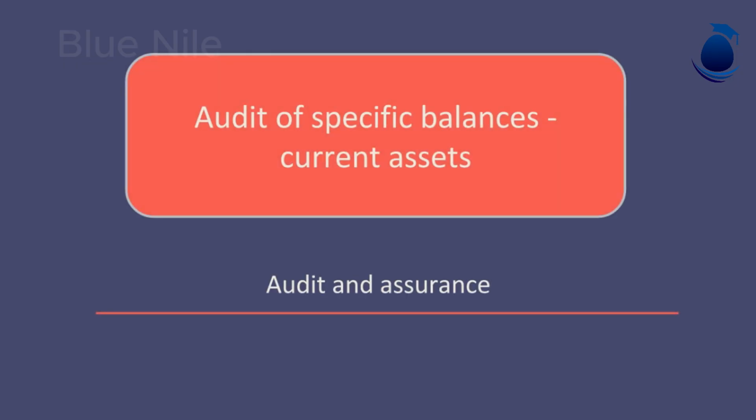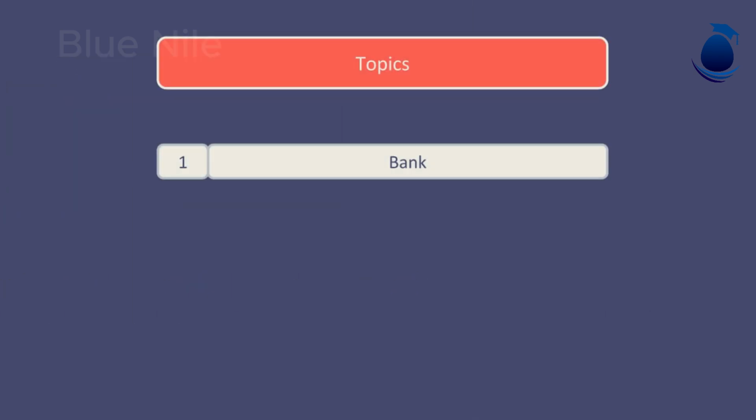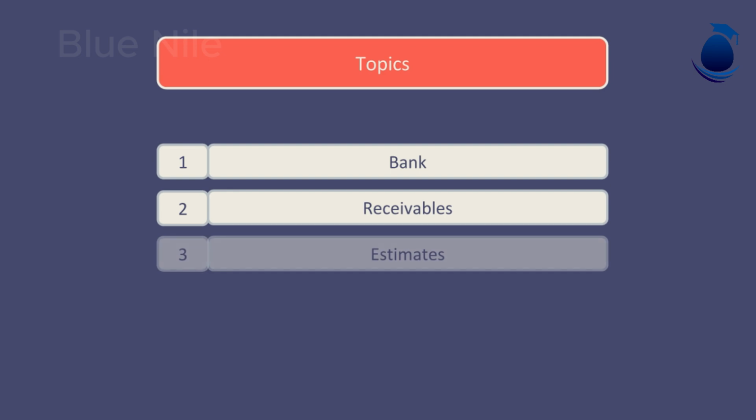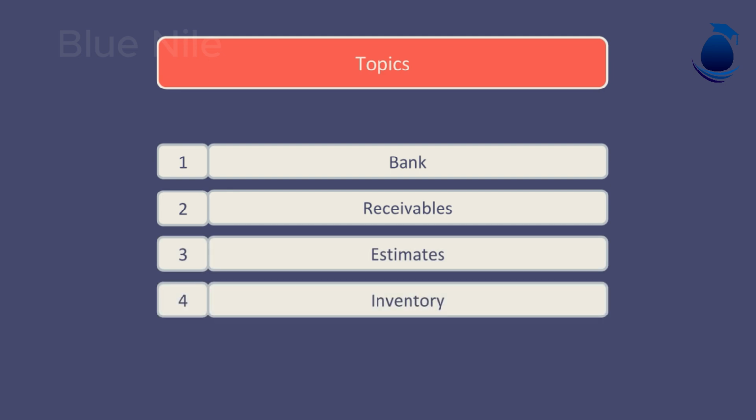Let's get started with our tutorials. This video will cover some practical ideas and examples of how an auditor will audit current assets. We are going to cover the audit of bank, receivables, estimates, and inventory.